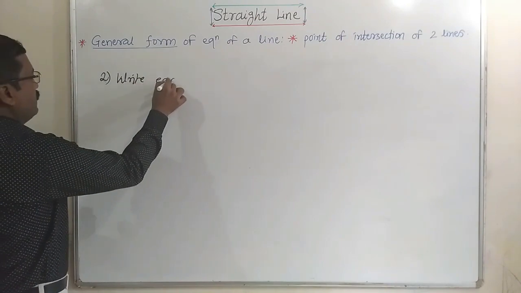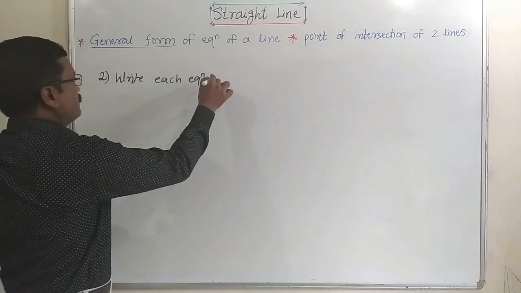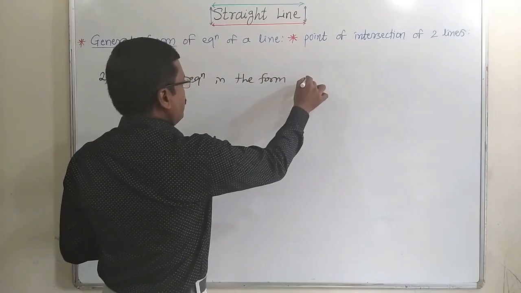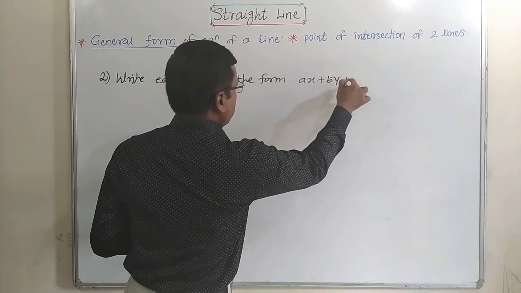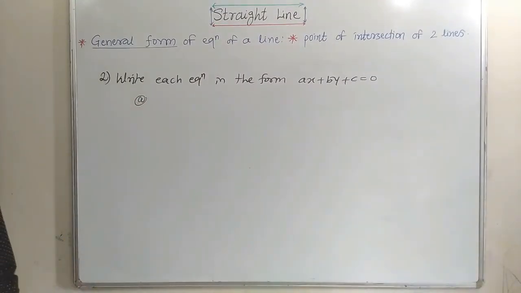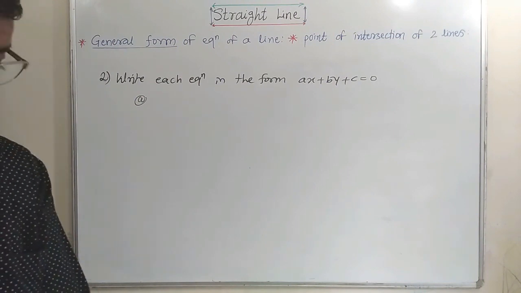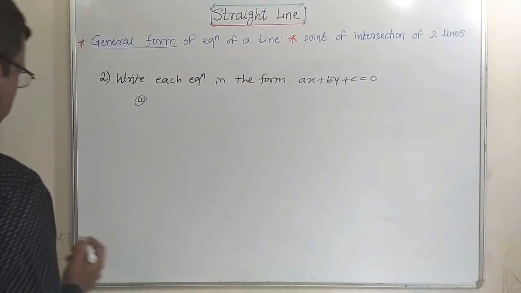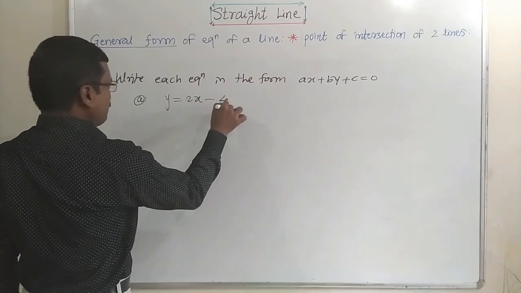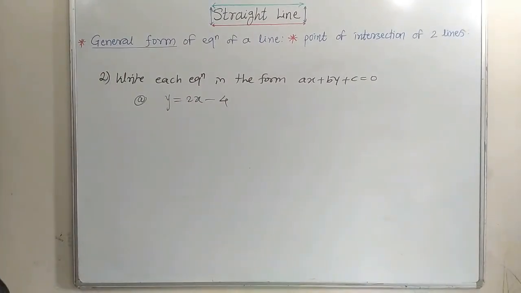Write each equation in the form ax plus by plus c equal to 0. Let us see one example. The equation is y equal to 2x minus 4. What to do? Just convert this equation into that form.